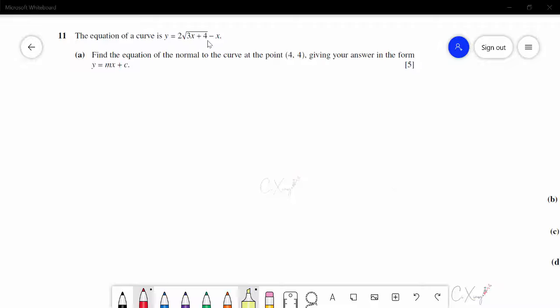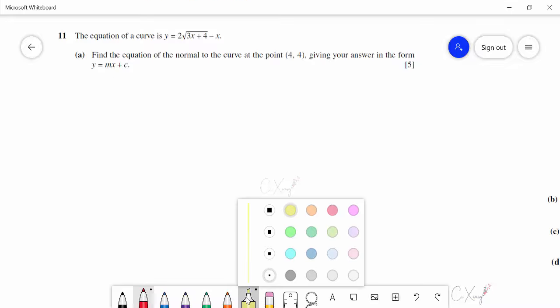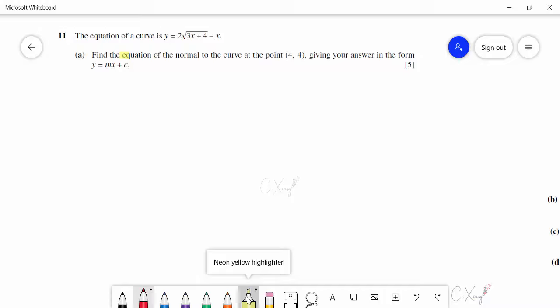We have the equation of the curve, and for the first part, they want us to find the equation of the normal to the curve at point (4, 4), giving your answer in the form y = mx + c. Again, to find the equation of the normal, we need to find the gradient of the tangent first. To find the gradient of the tangent, generally you need to differentiate y.